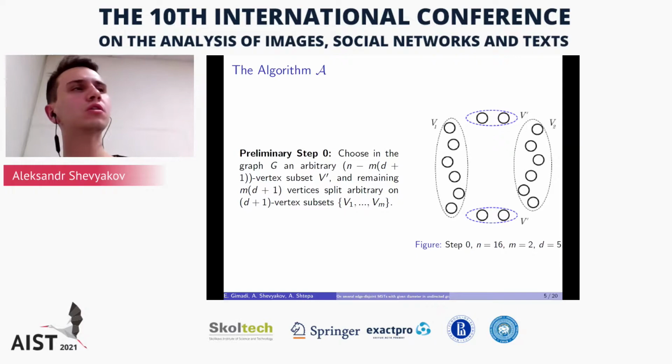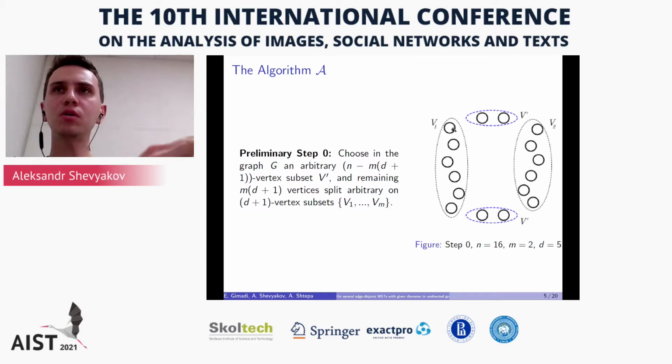Firstly, let me introduce the algorithm. Here we use the same algorithm that we used in our last talk. On the preliminary step zero, we choose the vertices on which we have our diameter D. We have M sets of D plus one vertices to reach the correct diameter D. More specifically, we choose the vertices that are included in that set, and after that we divide all the remaining ones into M equal sets.